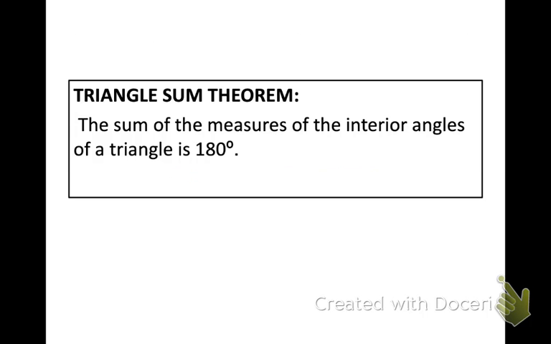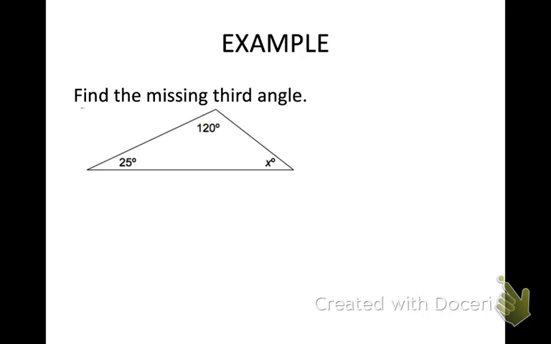Okay. All right, so that gets us into the triangle sum theorem. This is what we investigated in class on Tuesday before break, which tells us that the sum of the measures of the interior angles of a triangle is 180 degrees. So if I had to find the missing third angle here, right?